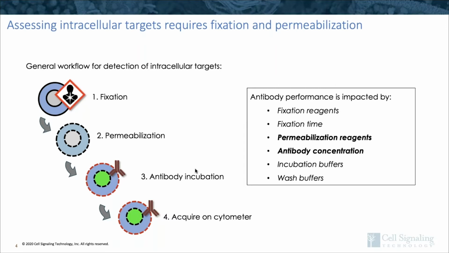And antibody concentration, of course, this can vary quite a bit from clone to clone. For our incubation and wash buffers, we're largely using phosphate buffered saline with a little bit of BSA in there. I believe it's 0.5% as a blocking reagent.